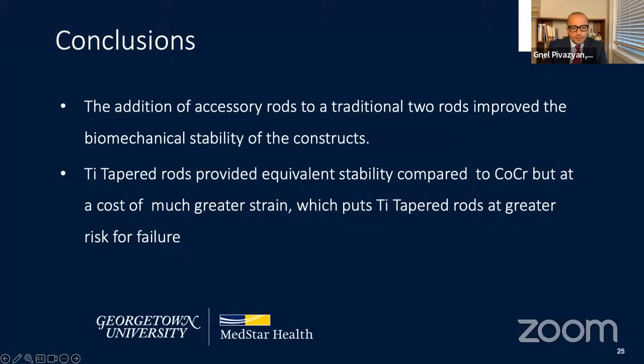So, in summary, the addition of accessory rods to a traditional 2 rods improves the biomechanical stability of the construct. Titanium taper rods provide equivalent stability compared to cobalt chrome, but at a cost of much greater strain, which puts the taper rods at greater risk for failure.